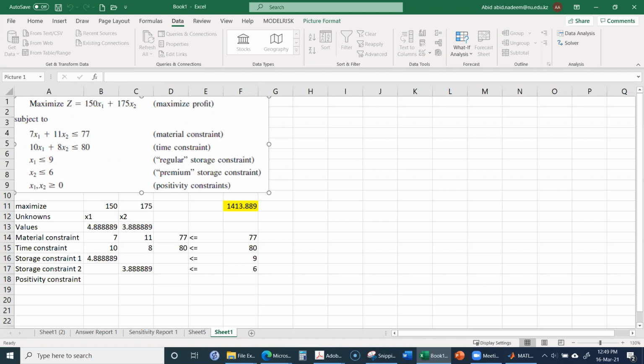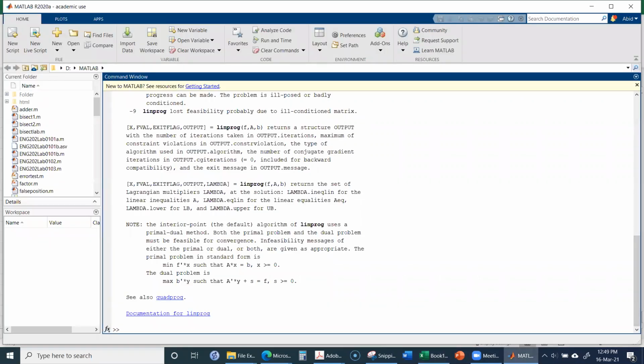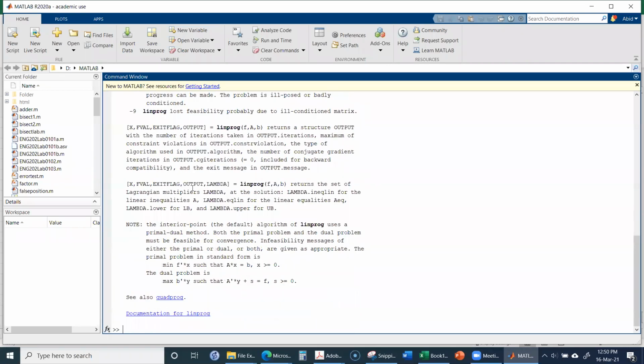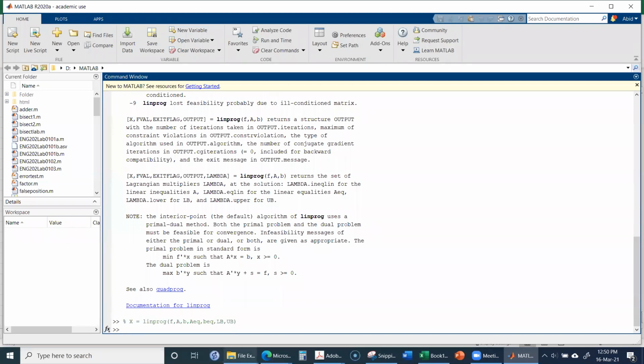And then let's define some of the functions. Okay, so where is this? MATLAB, yeah. So we will use this form of MATLAB. As I have said, we will use this form: x is equal to linprog, okay? This one. So let me put it over here as a comment. Okay, so this one. So we need f. So what is f? In this case, f is a column matrix.